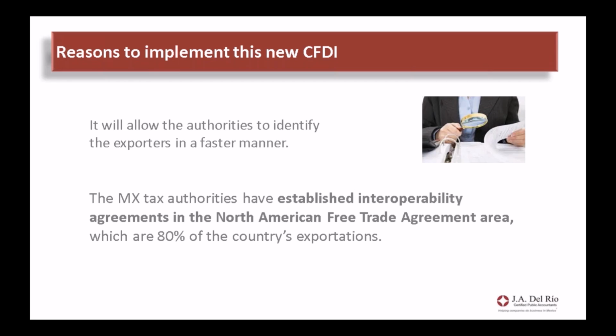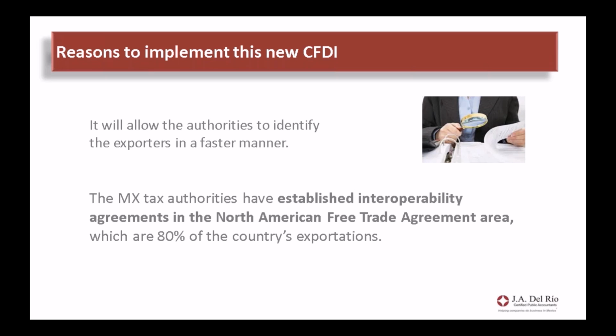For that reason, Mexico and its tax authorities have established some information-sharing agreements with the North American Free Trade Area, which pretty much concentrates 80% of the country's exportations. So Mexico, for that reason, wants to implement this new electronic invoice, so the operations with the North American countries could be covered and be more traceable.